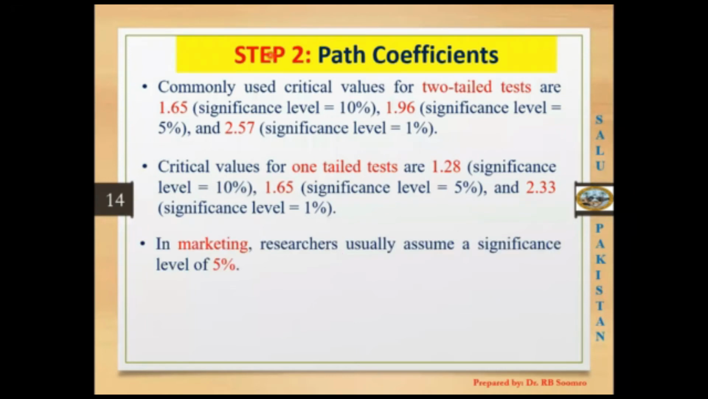And then, in case of marketing, usually researchers use the 5% level. Dear friends, whatever I'm telling you, these are rules of thumb. Okay, so some deviations are also there. If you are able to justify your deviation, then you can use that benchmark. It's not a problem, because we are dealing with social science.